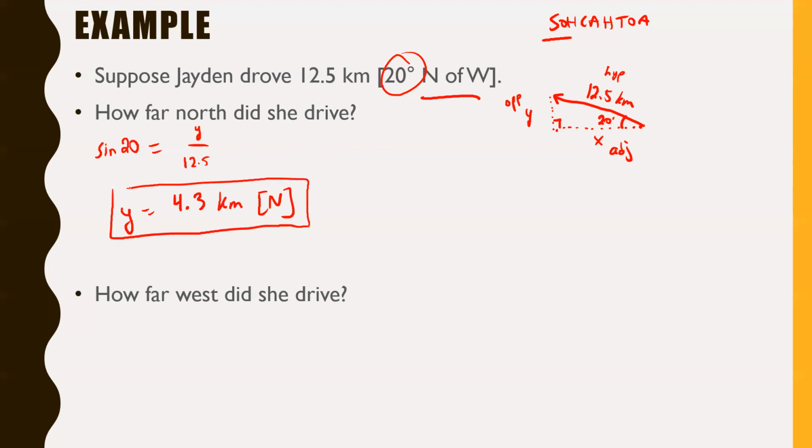All right, next one. How far west did she drive? Well, that's going to be your x component here. That's your adjacent. So adjacent and hypotenuse, this is going to be cosine, right? So cosine 20 equals adjacent, which is x, over hypotenuse, which is 12.5. Again, just using SOHCAHTOA. Multiply by 12.5 on both sides. So 12.5 times cosine 20. Once again, to 2 sig digs, x equals, it's going to round right up to 12 kilometers. And that's 12 kilometers to the west.